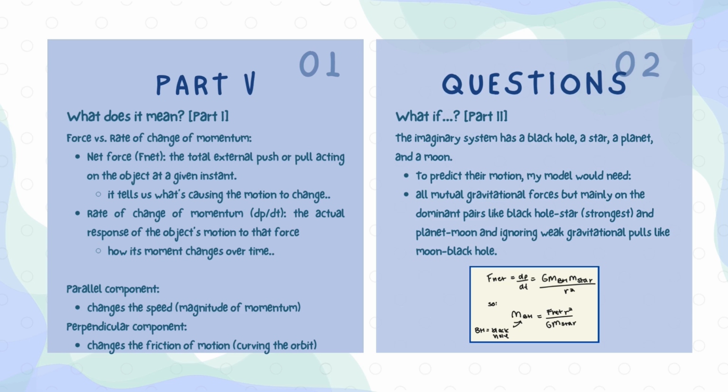For the second question, what if we extended the model to include a black hole, a star, a planet, and a moon? We'd have to calculate every gravitational interaction among all four objects. In reality, the black hole's force would dominate because of its huge mass, but the smaller interactions, like between the moon and the planet, would still matter for local motion. This type of system becomes extremely difficult to solve analytically, which is why the simulations are really useful.